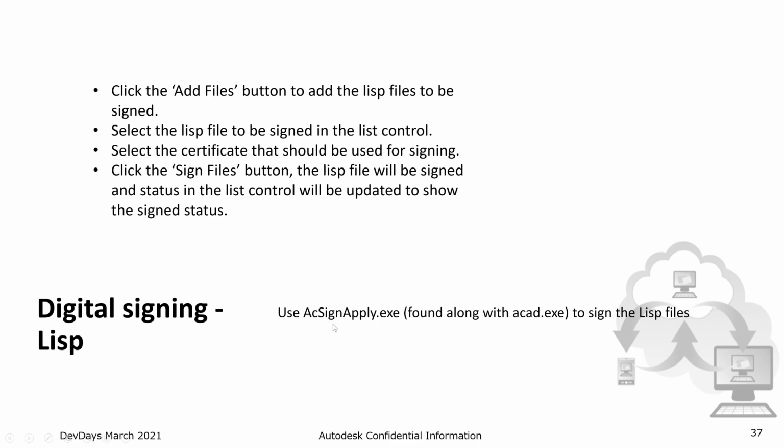Just find it in the AutoCAD install folder. Click this application, and you will find a dialog. Click the Add Files button and select the LISP file. Select the certificate which you have bought from a vendor, and click the Sign Files button to sign it. It's very easy. The important thing is you need to buy a certificate from one of the vendors.